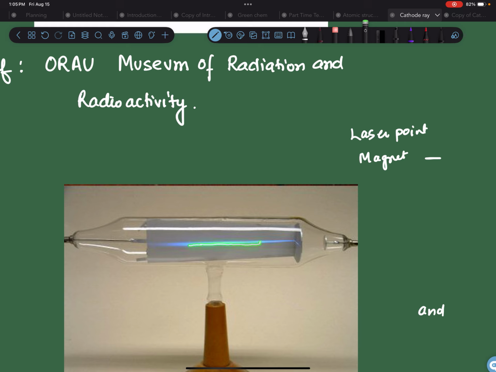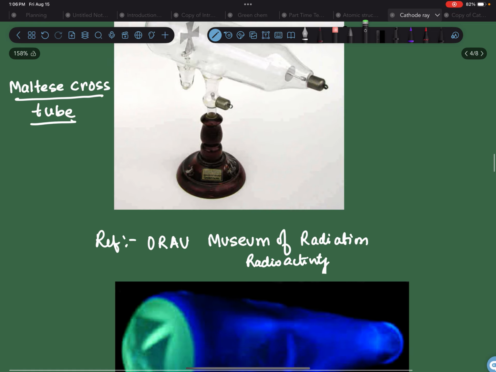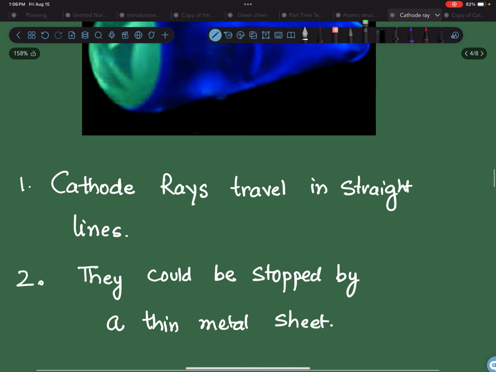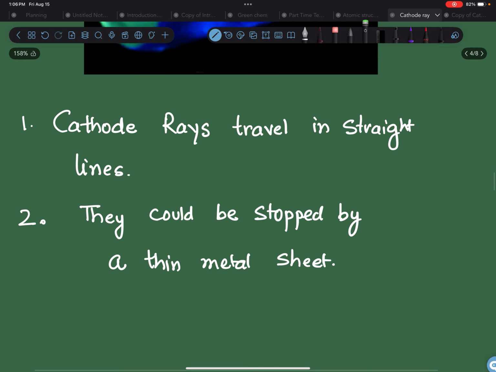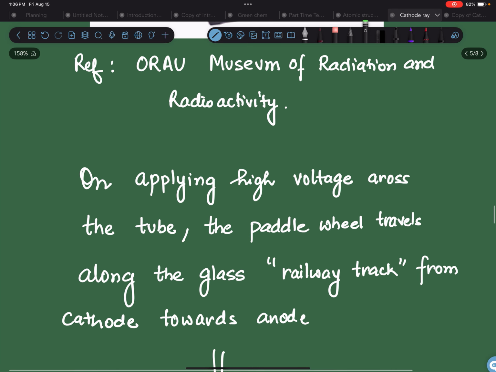So particle character is there, one thing. The particles are negatively charged. This evidence is because they are coming towards the anode. Then they cast a shadow, they move in straight lines, they can be stopped by a thin metal sheet, and they have some momentum. So these are the things which William Crookes found out about the cathode rays.